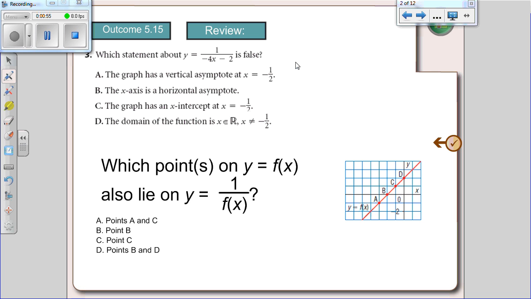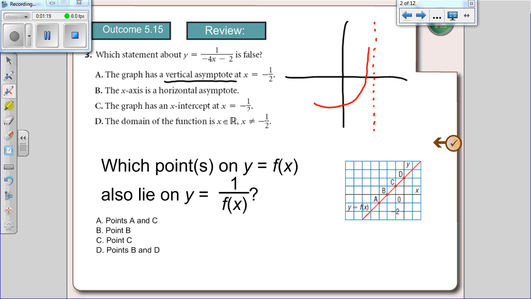This question, which statement about this is false? The graph has a vertical asymptote. Vertical asymptotes are, if you have a graph, a point on the graph where you draw a vertical line. It looks like that. And your graphs come up to these vertical lines, but they never touch the vertical line. They just go off into infinity one way or another, but they never actually touch that asymptote.